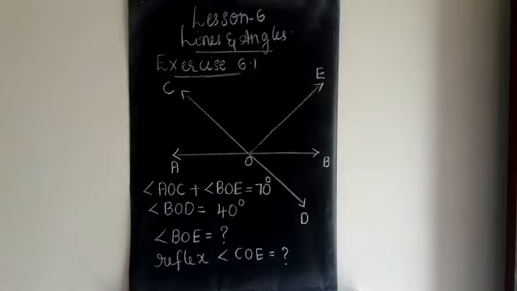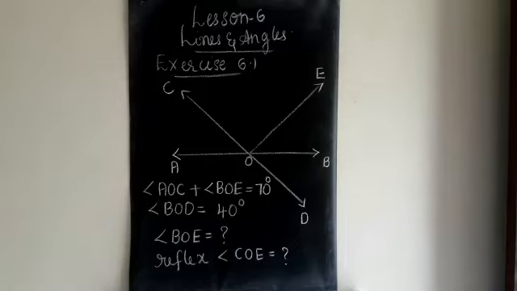In the figure, lines AB and CD intersect at O. If angle AOC plus angle BOE is equal to 70 degrees and angle BOD is equal to 40 degrees, two questions are there. What is the measurement of angle BOE and reflex angle COE? How many lines are there? Two lines are there, AB and CD, and they are intersecting at the point O.